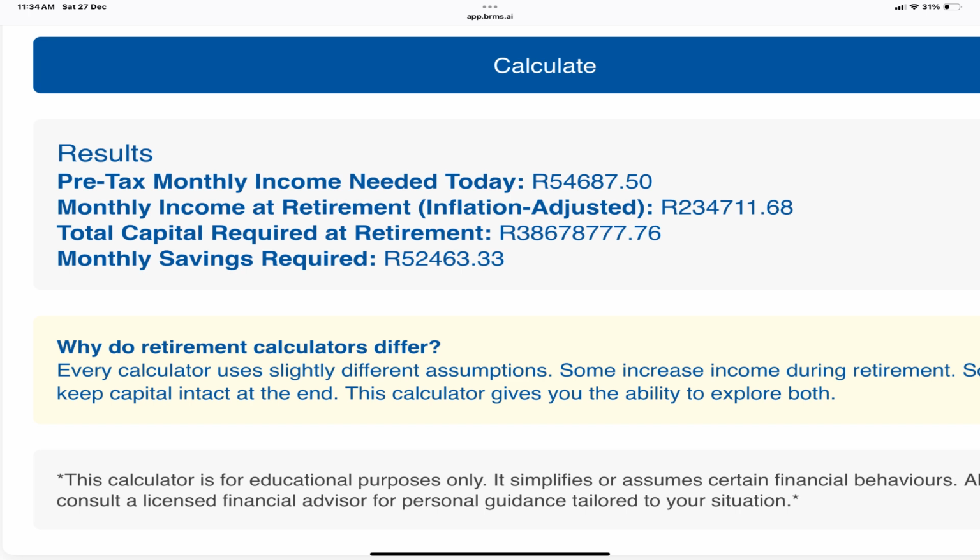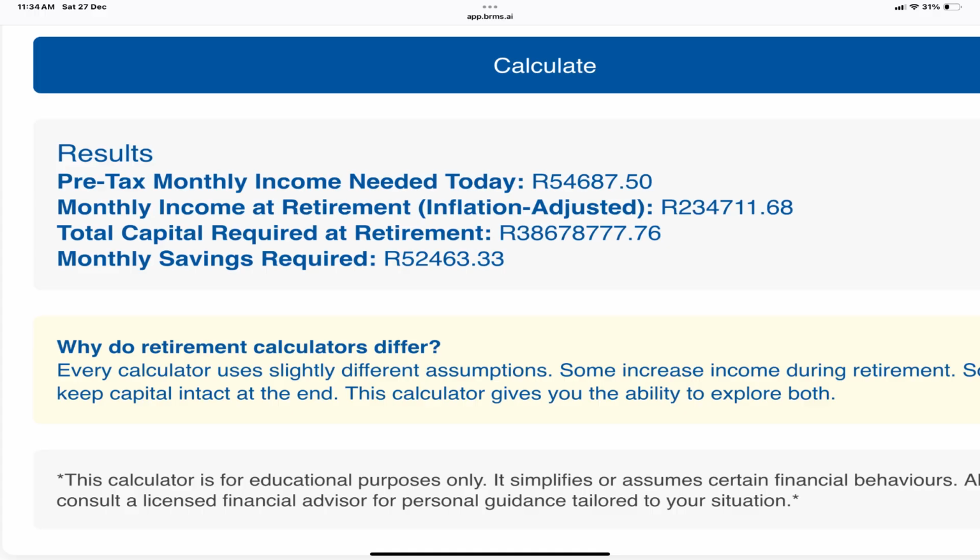Monthly income at retirement is going to be 234,711. Now this is where most people get lost because they do not understand these figures. If you need 35,000 Rand now, how is that going to be 234,000? The thing is, if you do earn 50,000 before tax now and you get a 6% per annum increase, that is what your income is going to be at the age of 65.